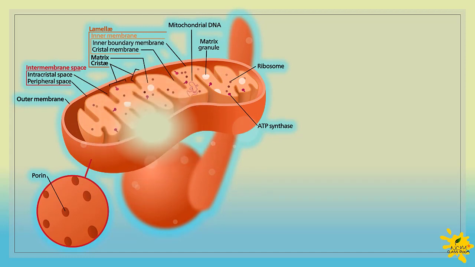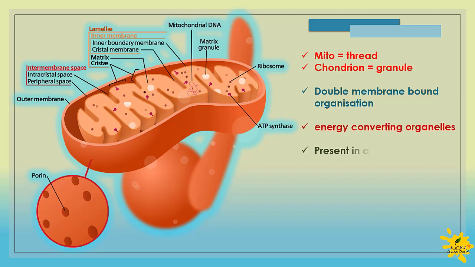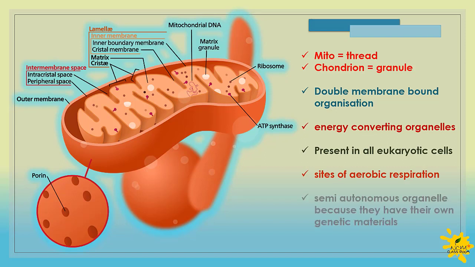And this is the picture of mitochondria. Here, mito means thread, chondrion means granule. It is a double-membrane-bound, energy-converting organelle present in all eukaryotic cells, the site of aerobic respiration. They are semi-autonomous organelles because they have their own genetic material. You can observe the picture here.